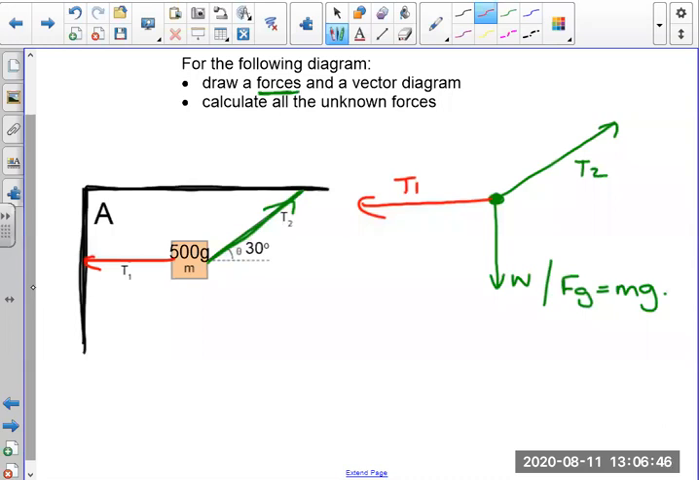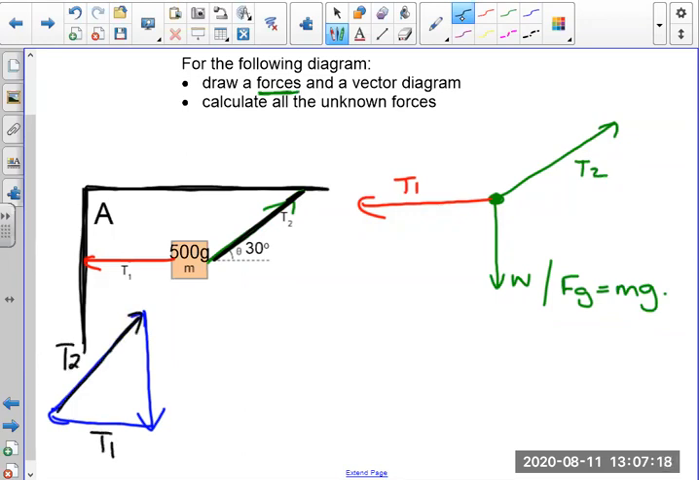Okay, so now I can say, right, I have, and I like to start with the weight. So I have the weight that goes in this direction. Then what else do I have? I have T1 in that direction, and I have T2 in that direction. Now, the main thing that you need to remember is that if T2 is like that, then T2 must go in that direction again. So that's T2. T1 is this one, again parallel, and then this would be the weight.